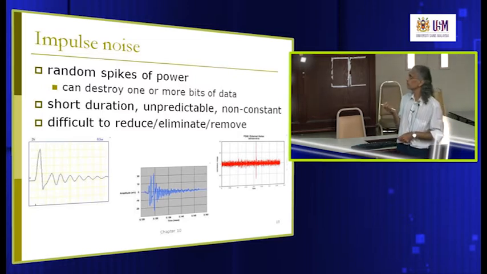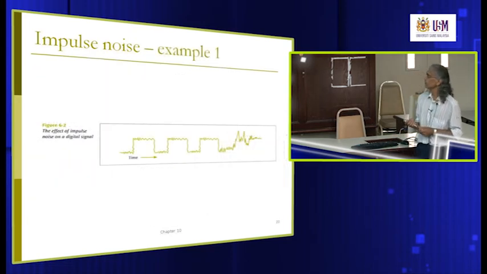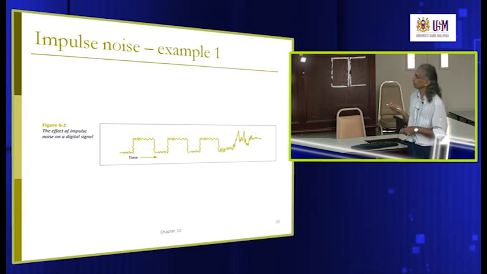So impulse noise is basically short duration, unpredictable, and non-constant. And it's difficult to reduce or eliminate or remove because we do not know when it's going to happen, and how much it's going to affect. How big is the noise? We do not know. So there's no way for us to predict or do anything about it. Just accept it. So for example, there's some background noise on the signal itself. So not too bad. We can still recognize the digital bits. But then impulse noise comes in like this, then the whole signal will be destroyed. There's no way we can read anything from it.